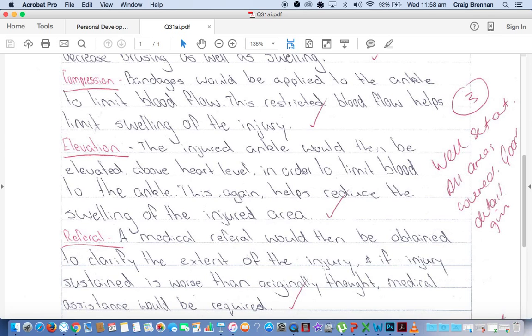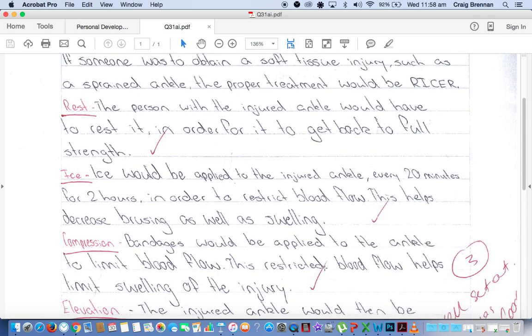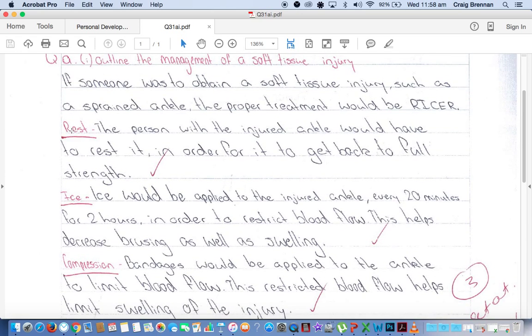This is what you needed to do in terms of your example for your answer. So you've said what it is, you state it, you give a little explanation of what it's about and relate it to a specific soft tissue injury. In this case was the ankle.